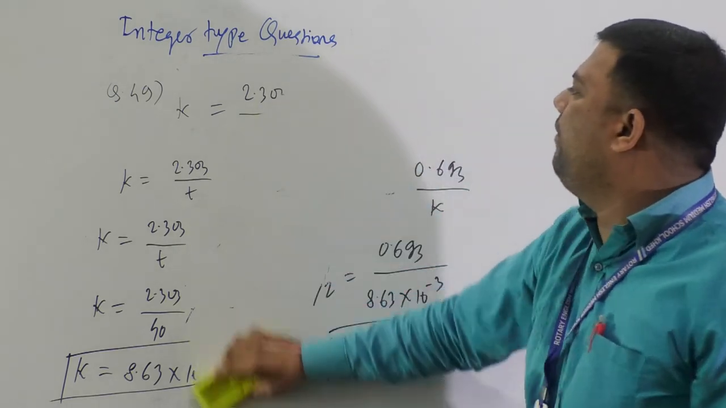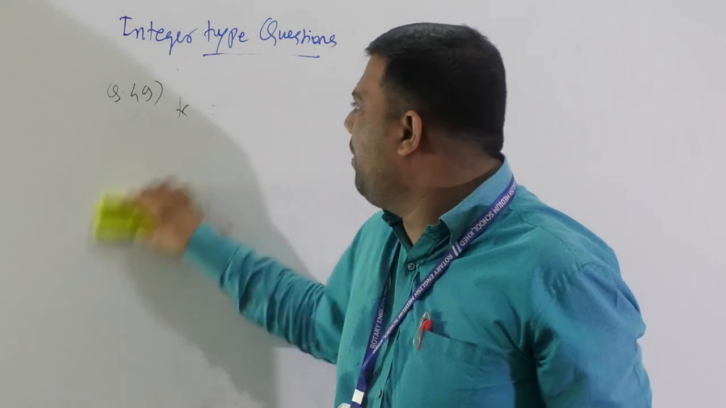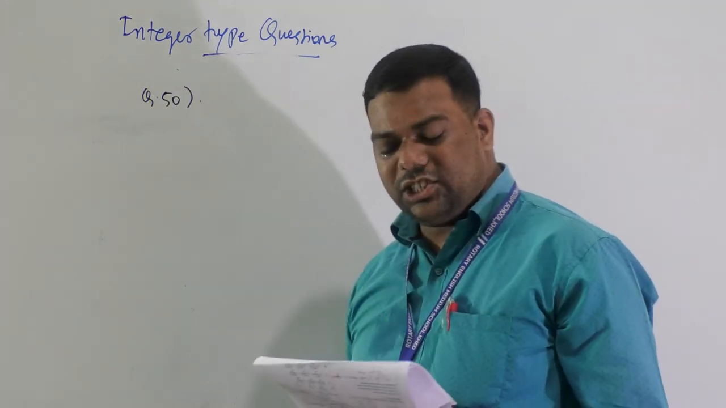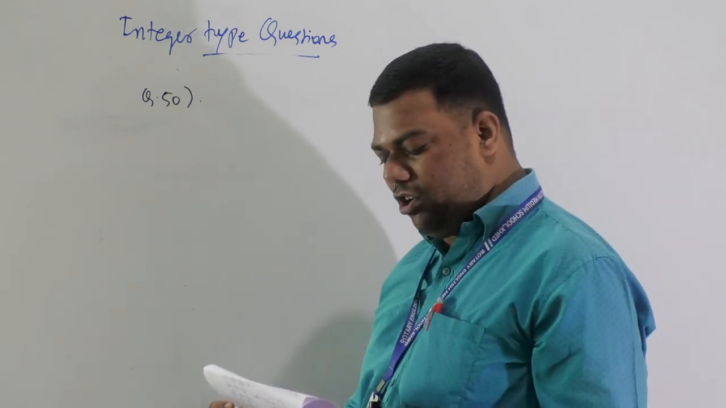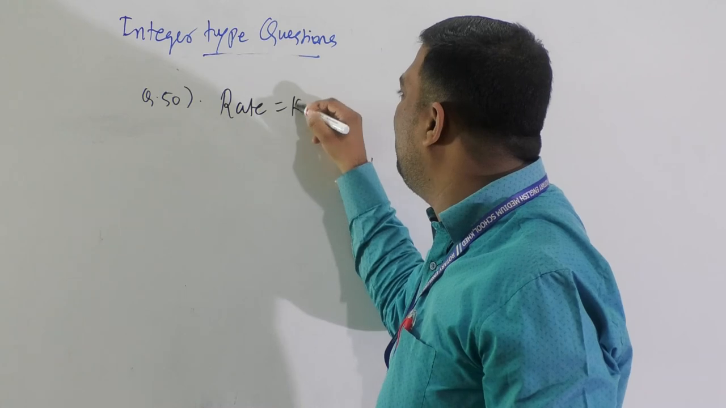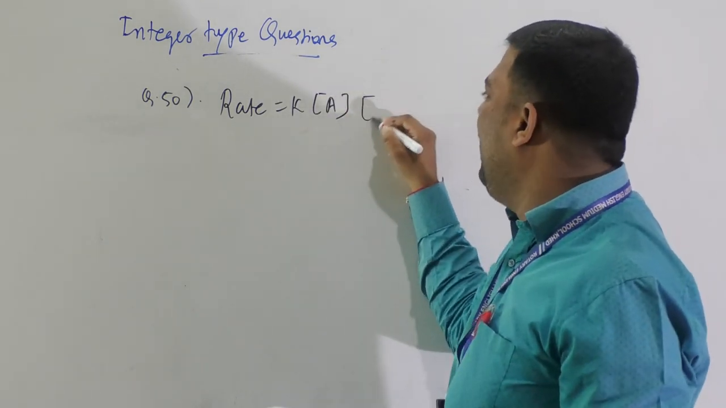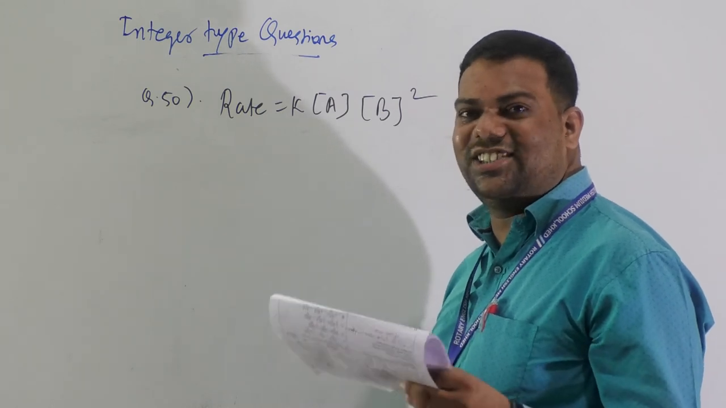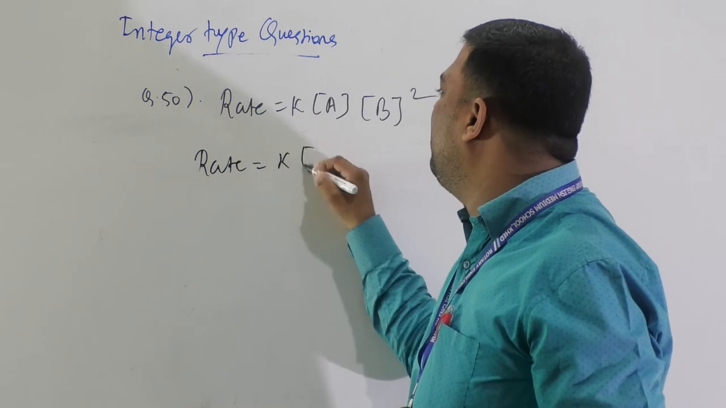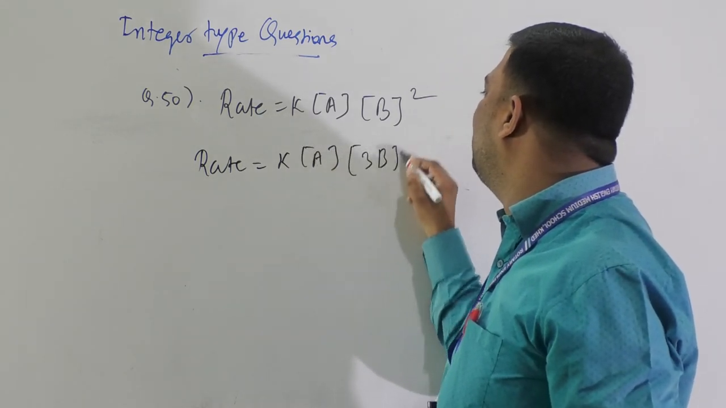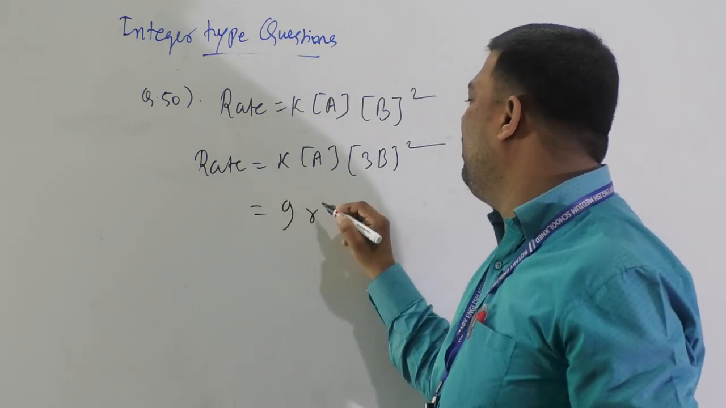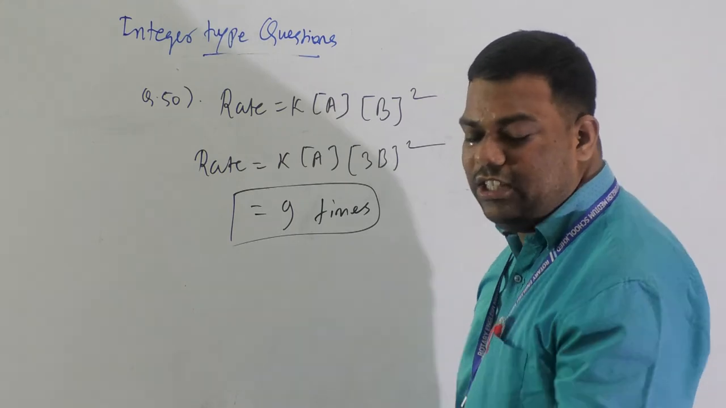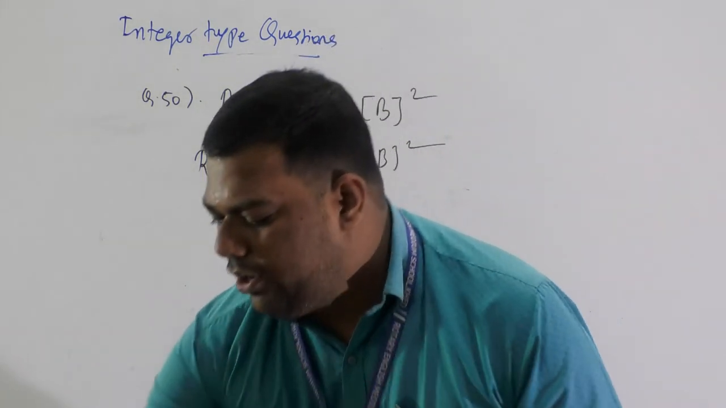Now we are dealing with question number 50, the last question of today's paper, the major test. A reaction is of first order in reactant A and second order in reactant B. So rate is equal to K concentration of A, first order, and B squared, second order. How is the rate affected when the concentration of B alone is increased 3 times? Rate is K of A into 3B squared, so 3 squared is 9. The rate will increase 9 times, so your answer is 9. This is an integer type question. I hope you understood all this.